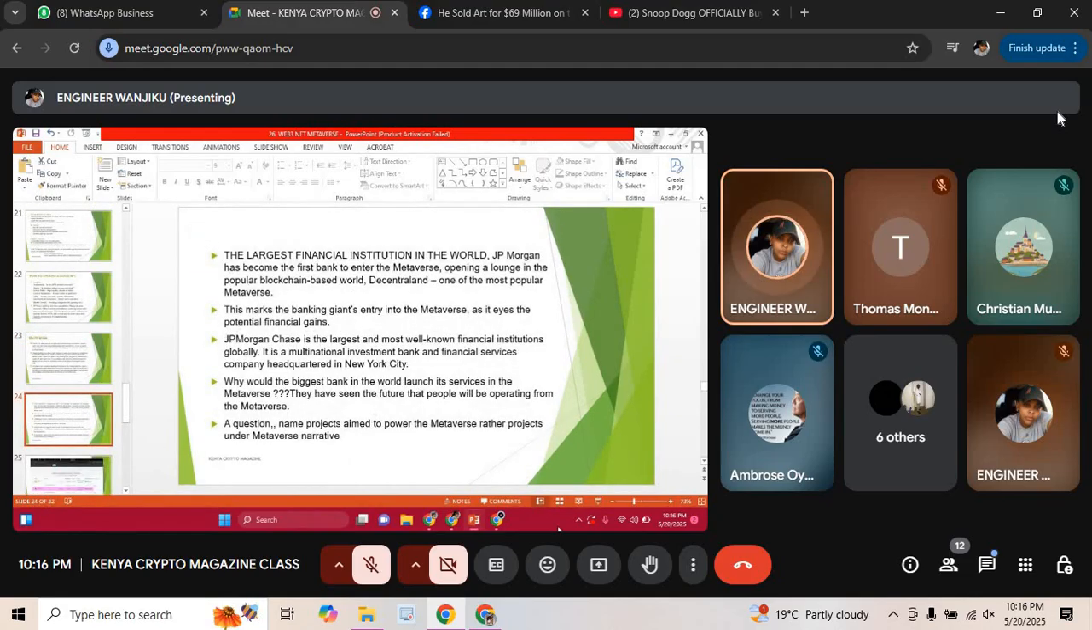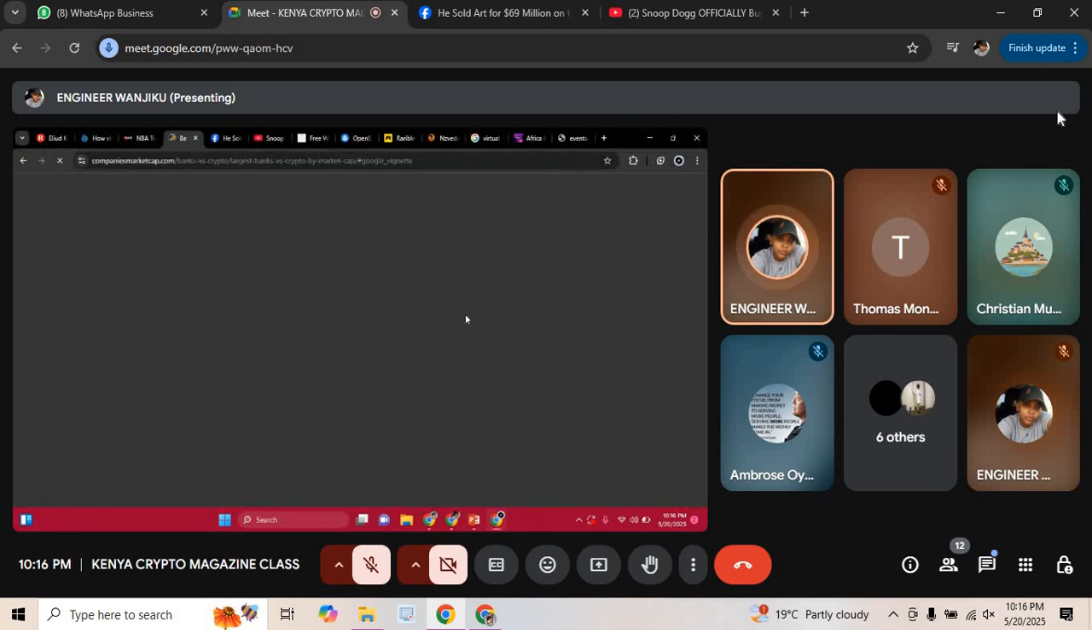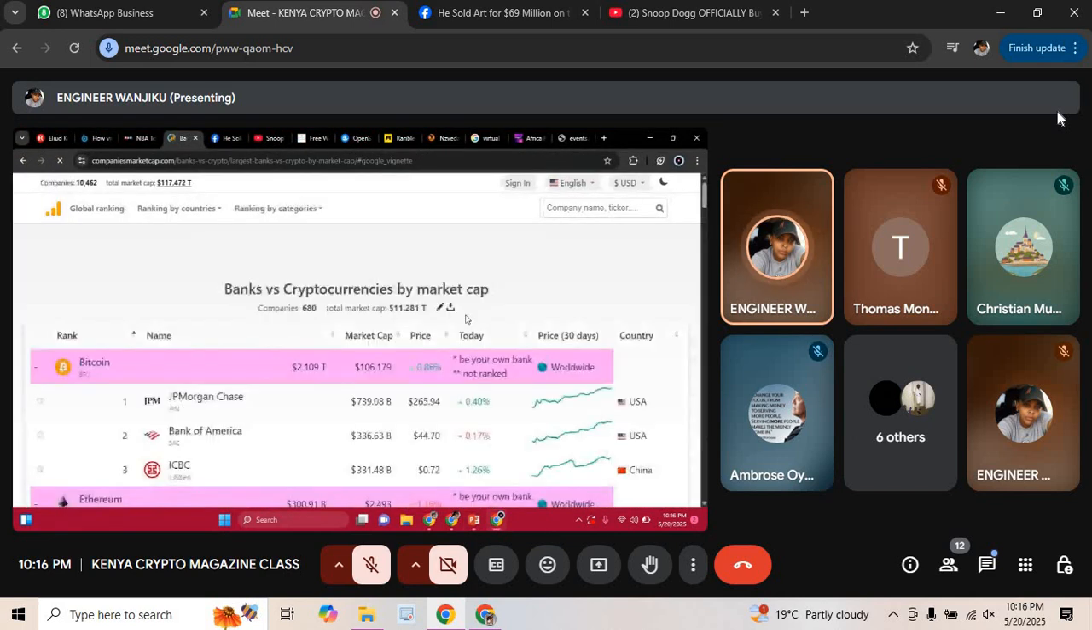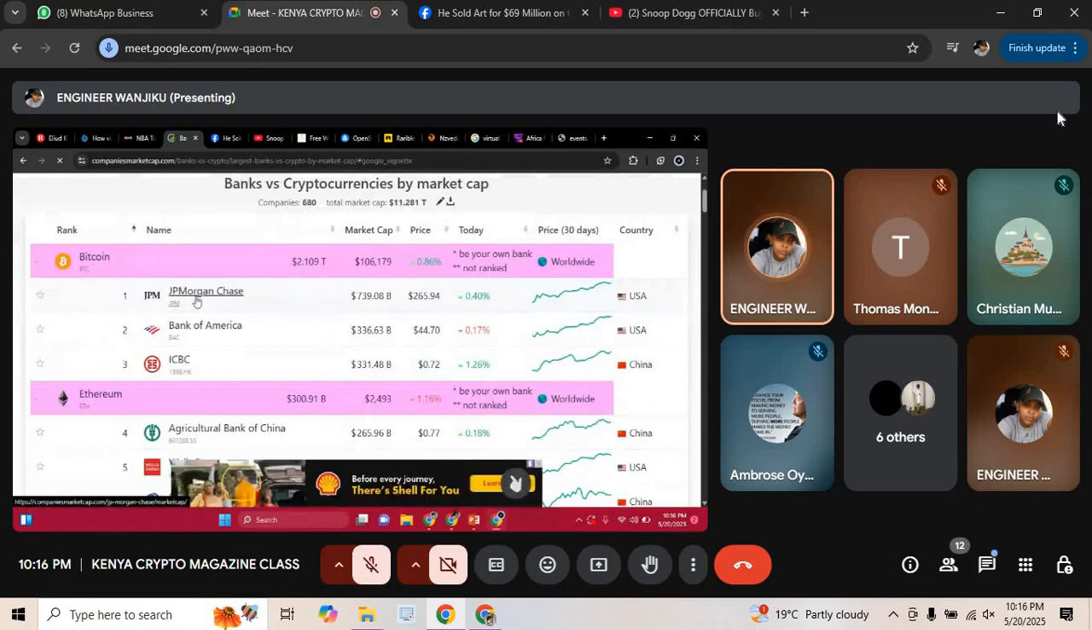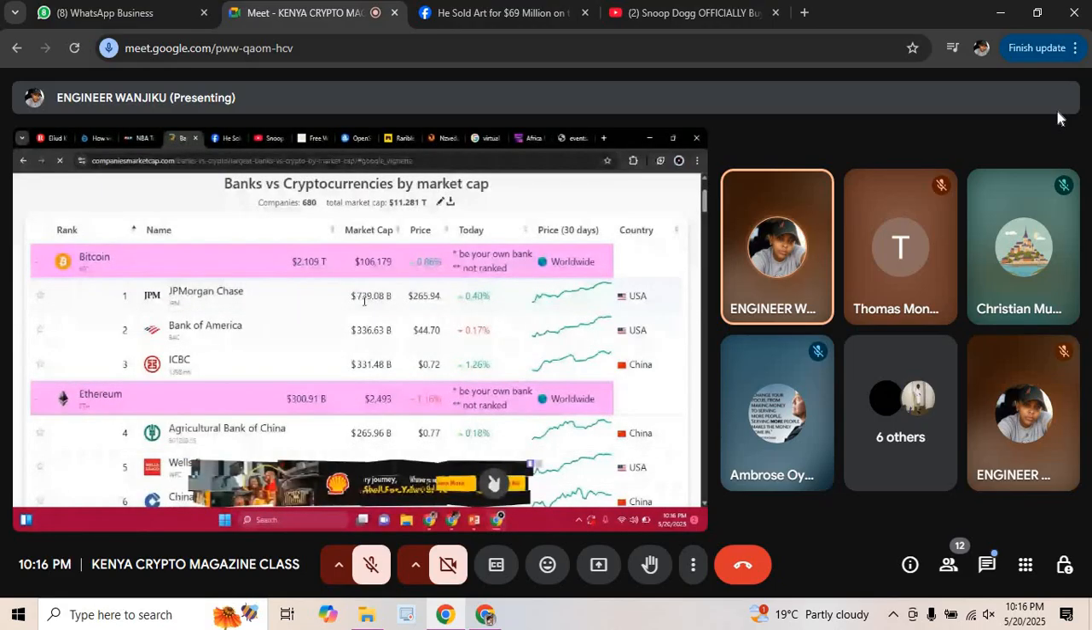So let's look at this. The largest financial institution in the world by market cap. Banks versus cryptocurrency: you can see Bitcoin is topping the chart with $2.1 trillion. Then the largest bank in the world is JP Morgan Chase, and you can see Bank of America, ICBC. Then we have Ethereum right here.